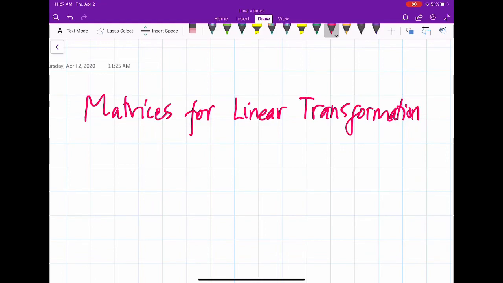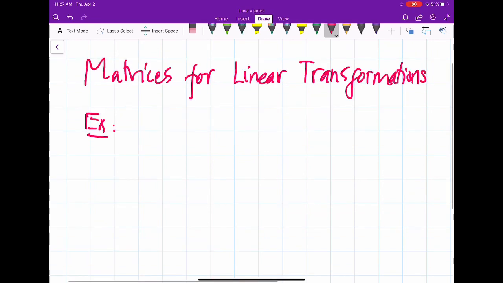Hello, in the previous video we studied linear transformations. We talked about how each linear transformation corresponds to some matrix. And today we will consider more examples on the relations between matrices and linear transformations.